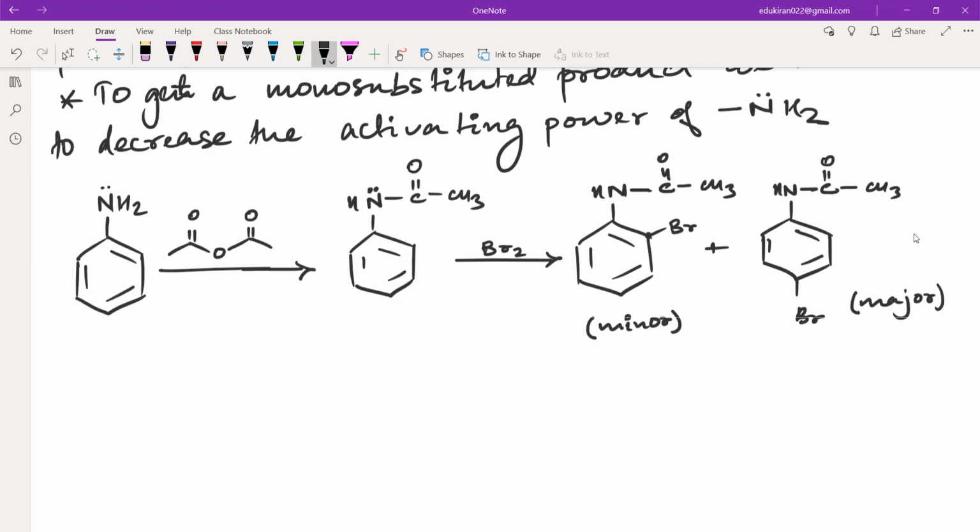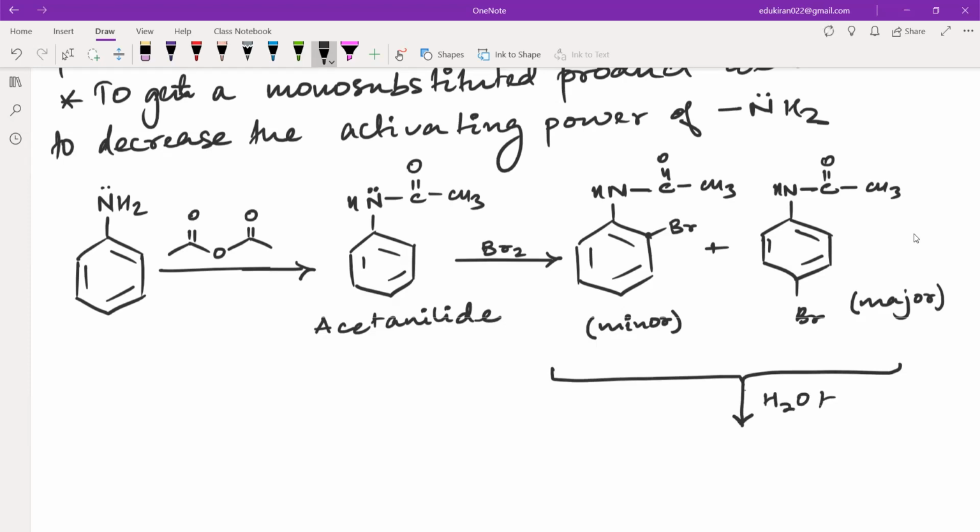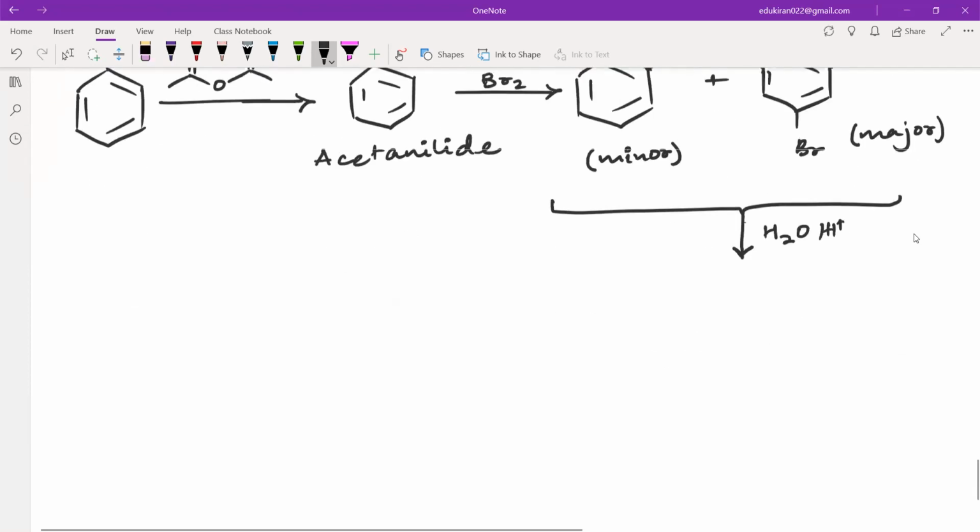Now we have to convert these into amines. You just need to react them with H plus in water or OH negative, any type of workup you have to do, and you will be getting NH2, Br.